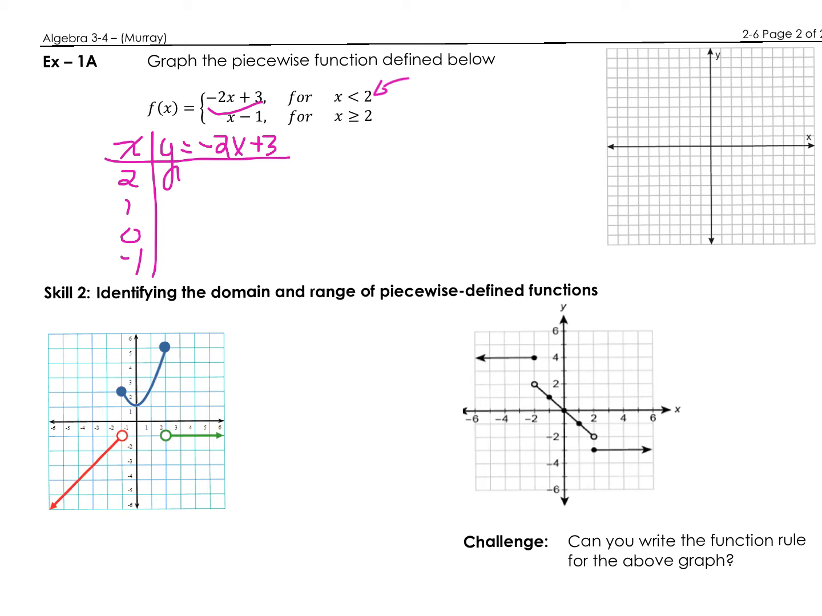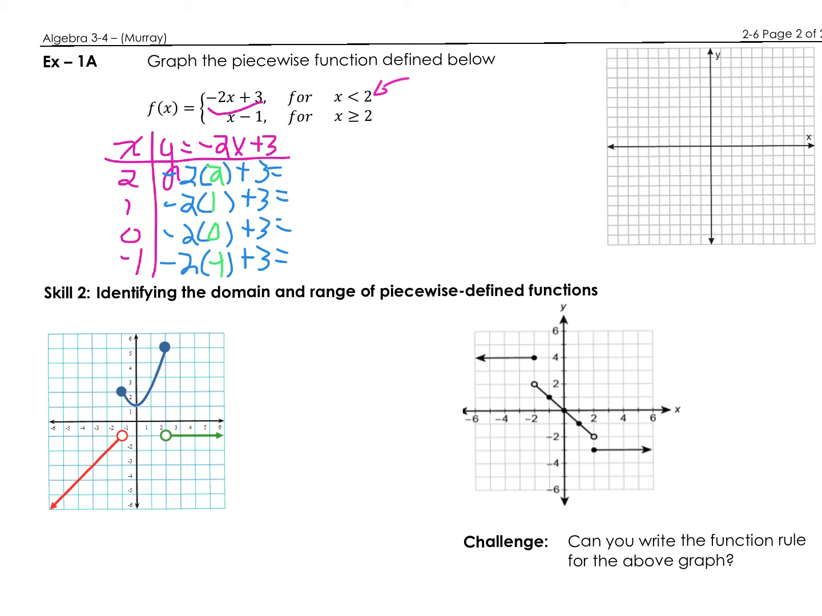I'm going to go ahead and fill out my t-chart. So I've got negative 2 times something plus 3 equals, and then negative 2 times something plus 3, and then negative 2 times something plus 3, and then negative 2 times something plus 3. All right, I'm going to put my values in here. So I've got 2, 1, 0, and negative 1.